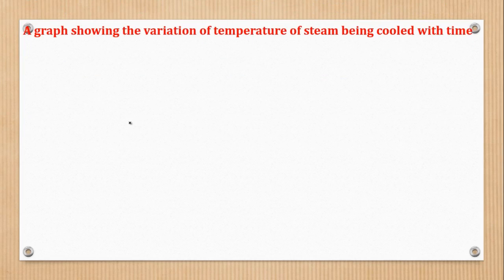So let's first look at a graph showing the variation of temperature of steam being cooled with time. So we get steam and we cool it. How will the graph be?